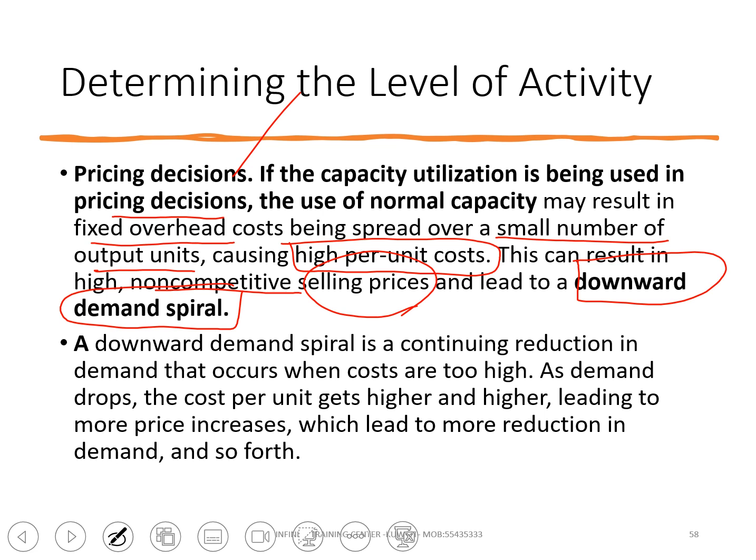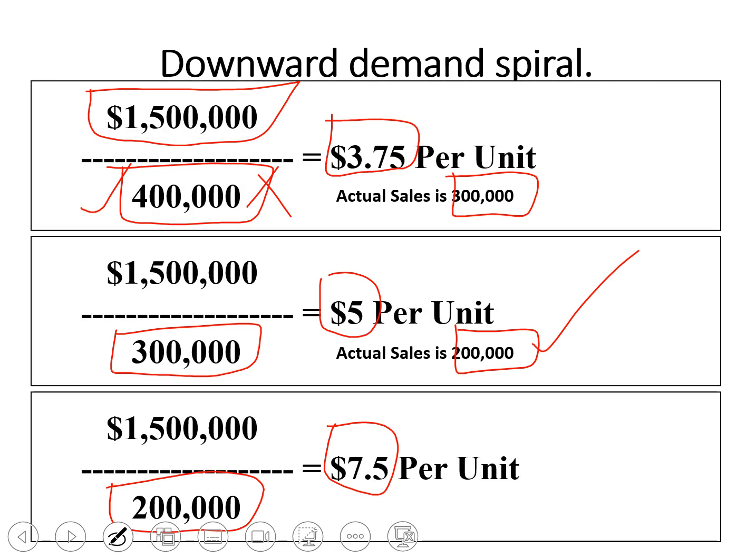So what is downward demand spiral? It is a continuing reduction in demand that occurs when costs are too high. When the cost is too high, you are getting continuing reduction in demand. That is what we call downward demand spiral.